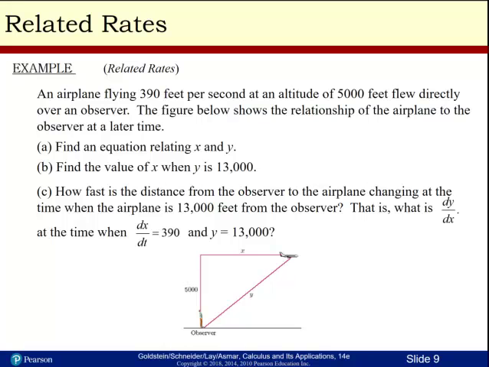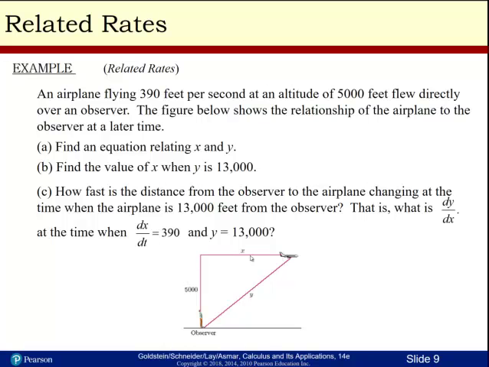A very typical example for related rates is when something is in motion, whether it be a plane, a car, or a bug, just anything that's moving in relation to another thing. So this one is an airplane flying 390 feet per second at an altitude of 5,000 feet. And it's flying directly over an observer. That's convenient. The figure below shows the relationship of the airplane to the observer at a later time. Now find an equation relating x and y. Find the value of x when y is 13,000. And how fast is the distance from the observer to the airplane changing?